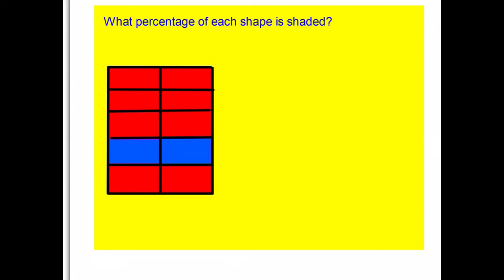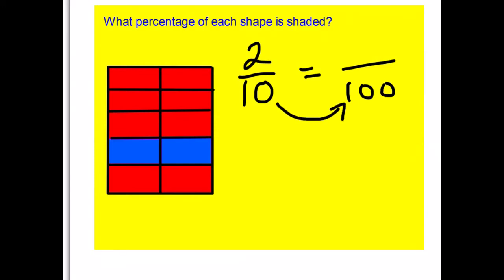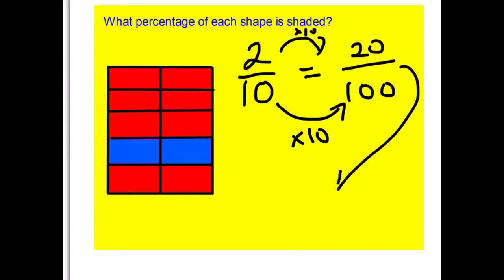In this question, we need to work out how much of the shape is shaded blue and write the answer as a percentage. A little bit trickier this time. There are 10 parts of the shape, 2 are blue, must turn that into 100ths. So to get from 10 to 100, I've times it by 10. So I have to do the same to my top line to give me 20 over 100. And again, an easy conversion then, just 20% of it is shaded blue.